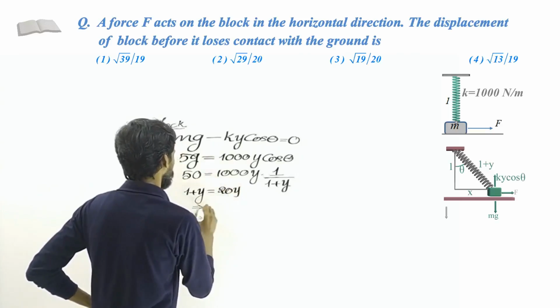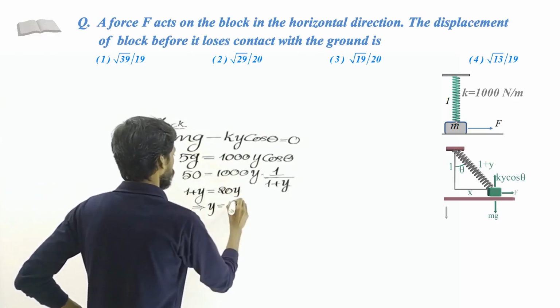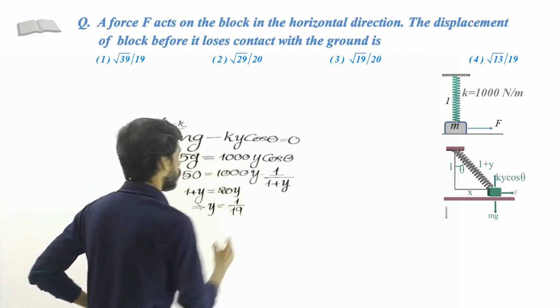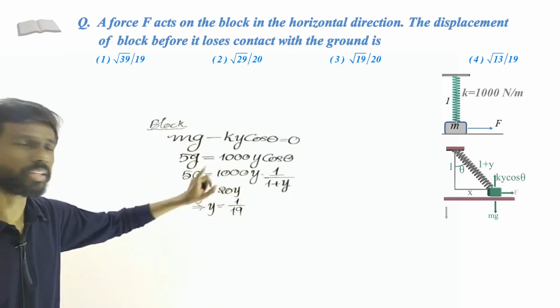So that will give you the value of y, right? So y equals, what is the value of y? So 1 divided by 19. Okay, so y is found. Yes, that means what is the value of cos theta? So that can also be written, if required.